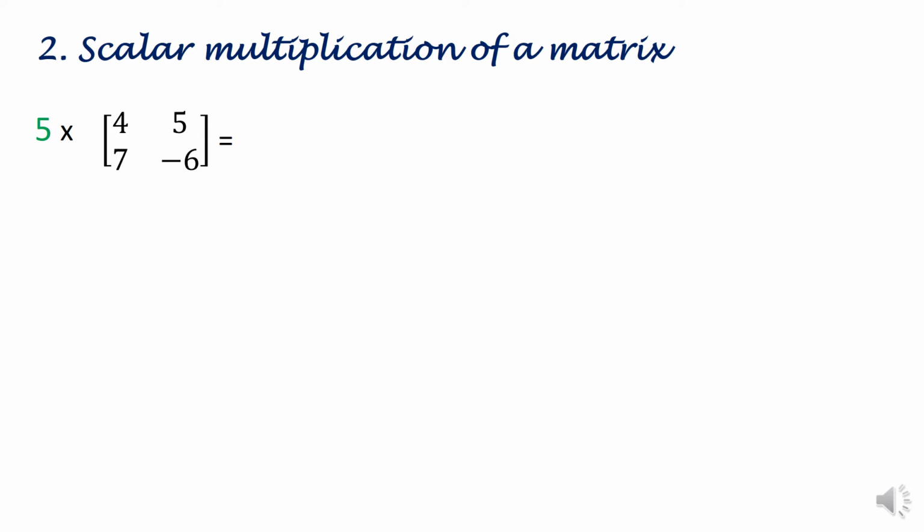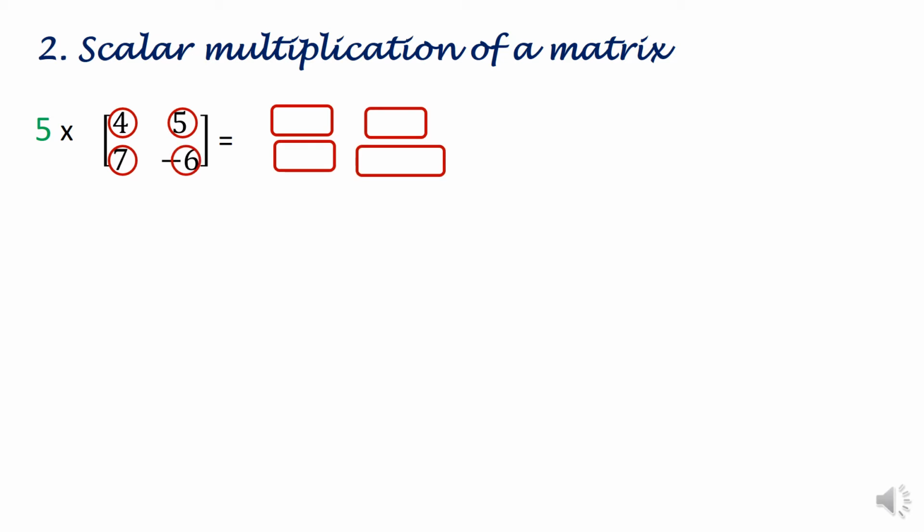Like this. 5 is multiplied with 4 to get the element in the 1st position. 5 is multiplied with 5 to get the element in the 2nd position. 5 is also multiplied with 7 to get the element in the 1st position. And it is multiplied with -6 to get the element in the 2nd position. Thus, we multiply 5 with all the elements of the matrix and get the answer matrix.